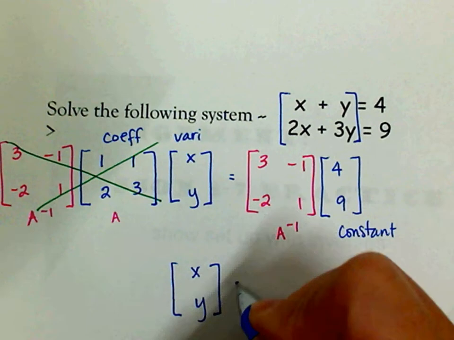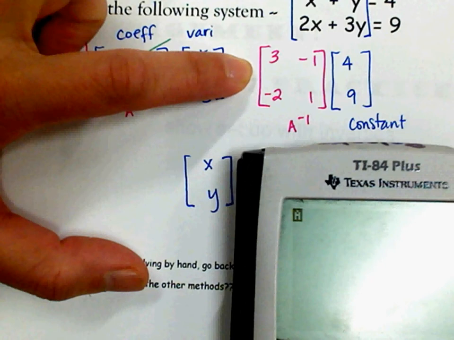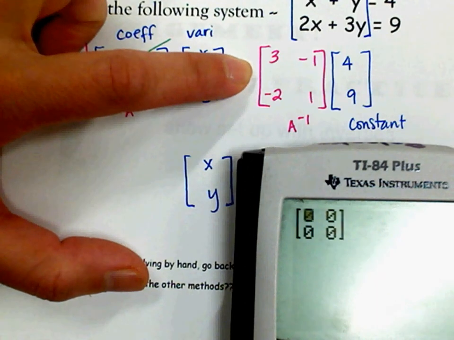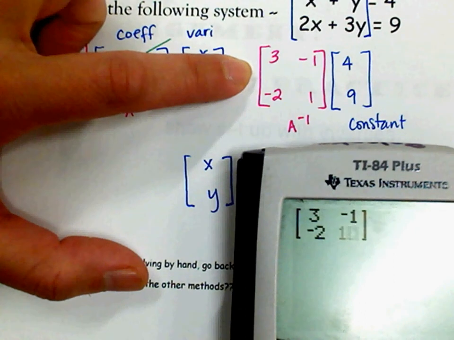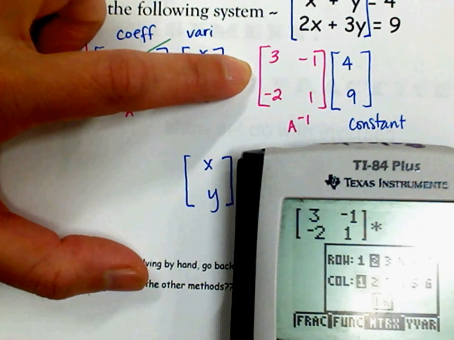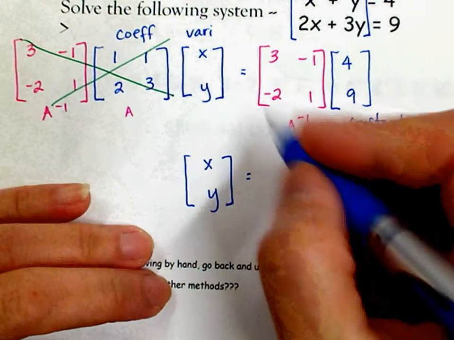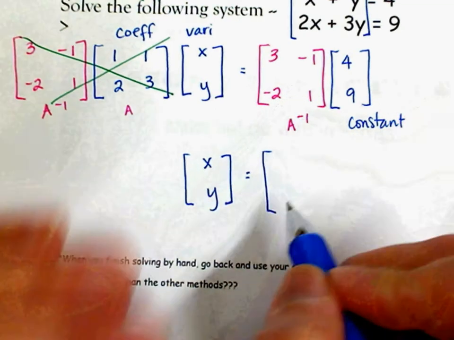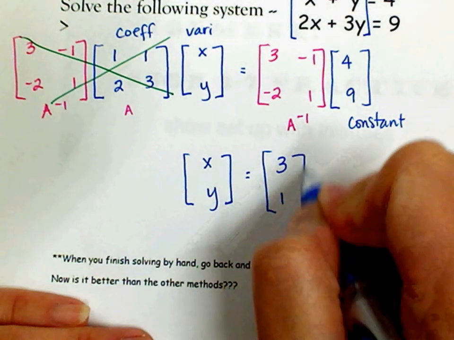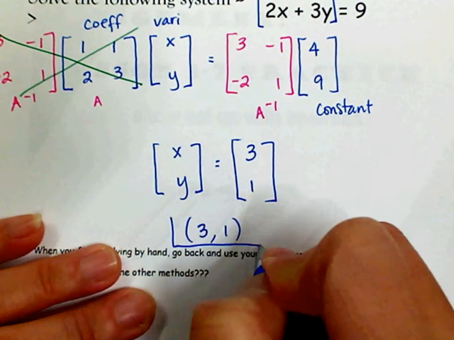So you take your identity, you take your inverse, which is 3, -1, -2, 1. You multiply times your constant, which is a 2 by 1. And there you have your answer. Now keep in mind, you got to write that at the beginning. So 3 and 1. What does this mean? This means X is 3, Y is 1. Okay, and there you have it. See how that's easy?